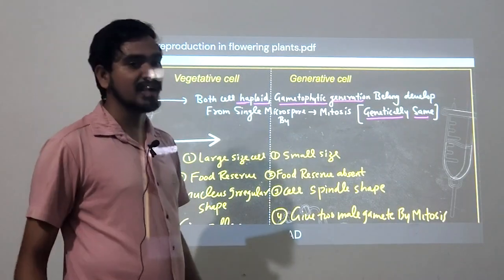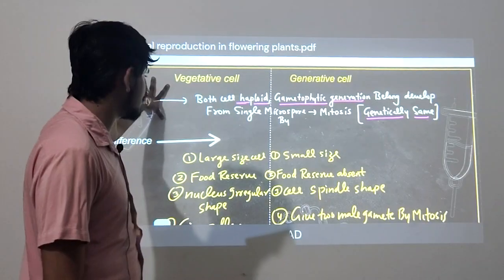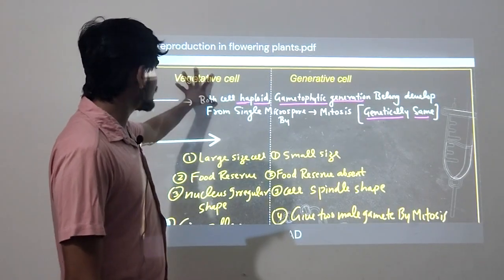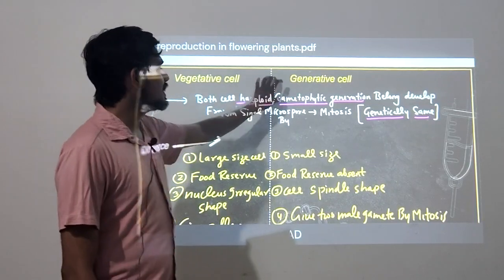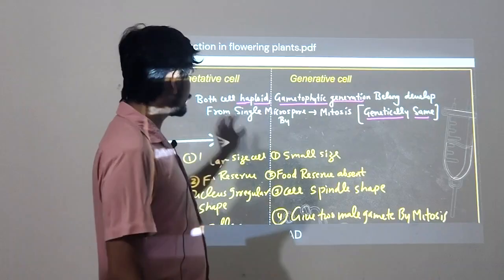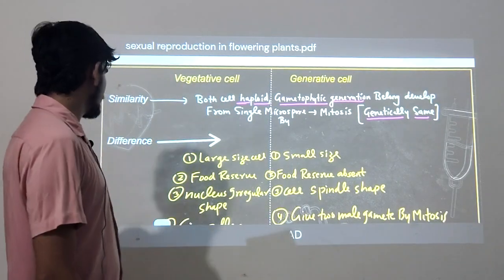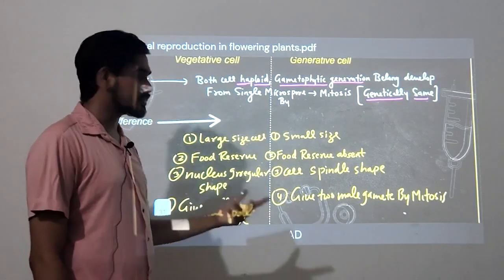So now we'll compare the vegetative cell and the generative cell. First, some similarity: the vegetative cell is haploid, developed from a single microspore, and the generative cell is also developed from the microspore. So both are genetically the same. What is the difference? The vegetative cell has a large size, and the generative cell has a small size.